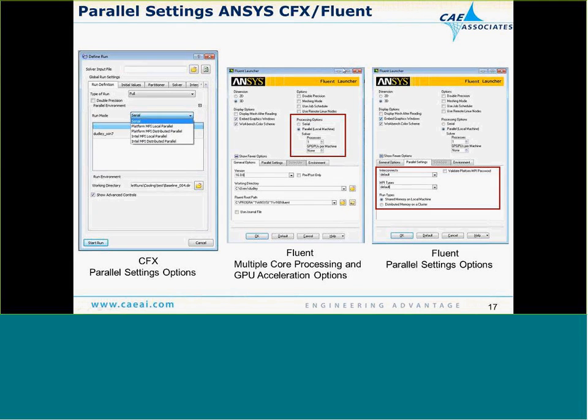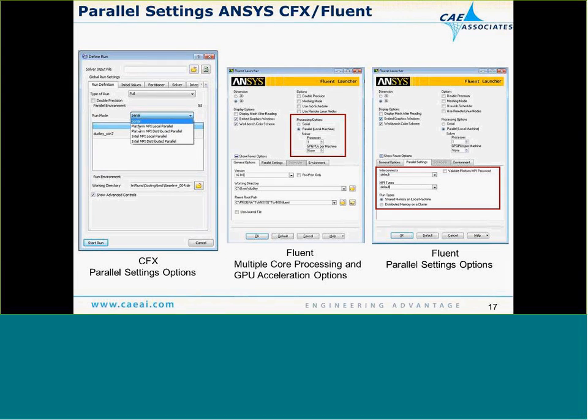So from a fluids perspective and from CFX, I'm going to start out by mentioning if you want to do GPU acceleration, it's not available in CFX. It's only supported in Fluent. If we want to enable parallel processing in CFX, it's our first box here on the left, and we'll simply go to our run mode and select which platform library that we want to choose.